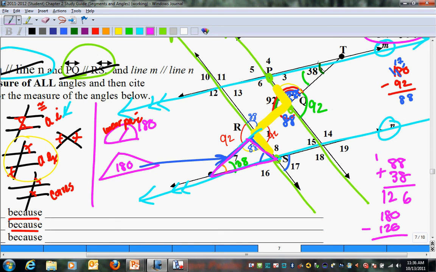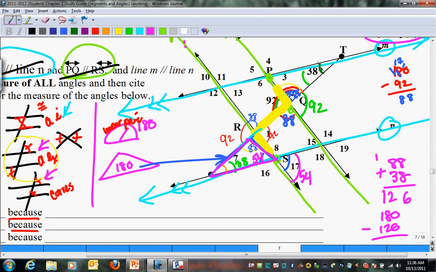Okay? Did you guys get this angle yet? Well, Jenna, you have it. What is it? 54. Great! 54. Now, what else is 54? Yes, right across from it, which is 17. That's 54. Now we got stuff. Now start looking for a corresponding, alternate, X and stuff like that.